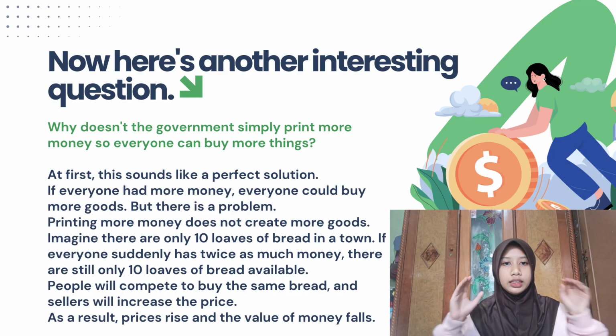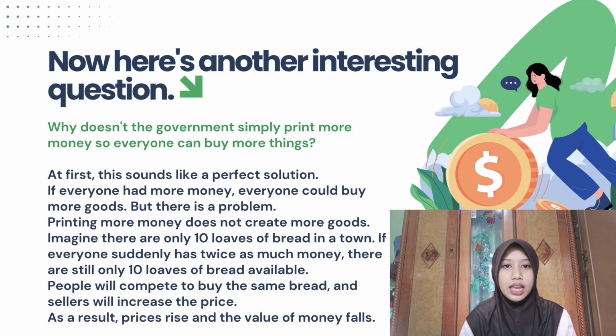Imagine there are only 10 loaves of bread in a town. If everyone suddenly has twice as much money, there are still only 10 loaves of bread available. People will compete to buy the same bread and so will increase the price. As a result, prices rise and the value of money falls.